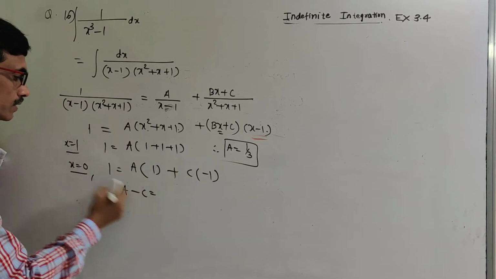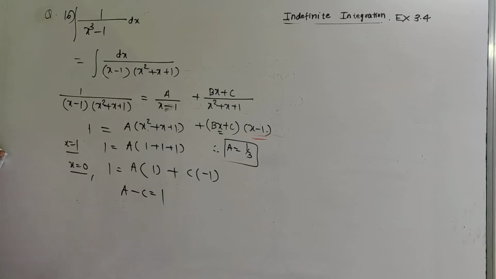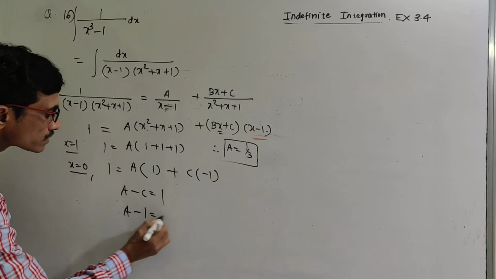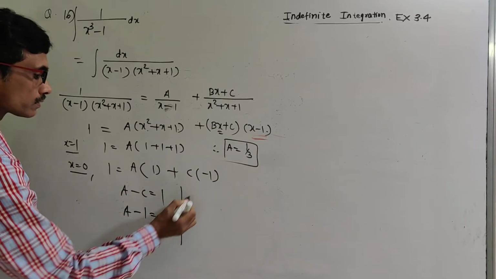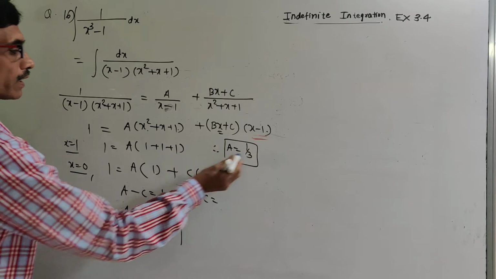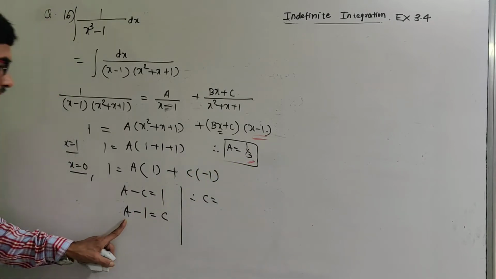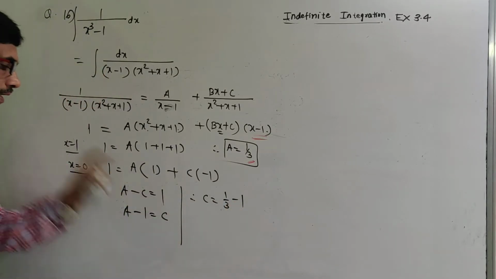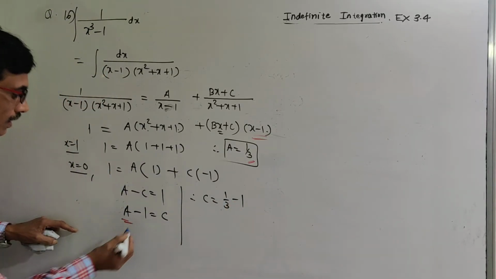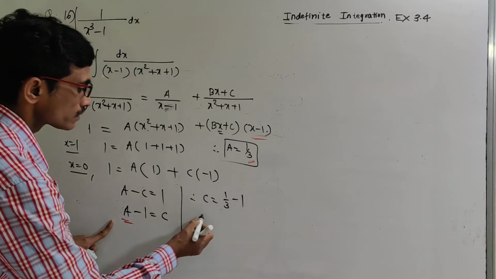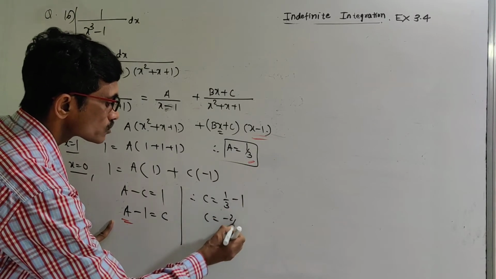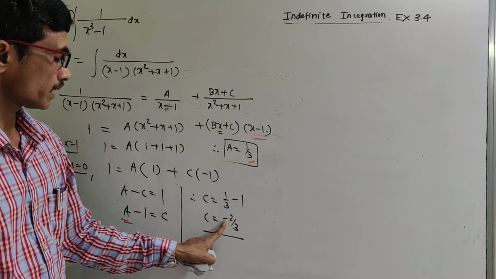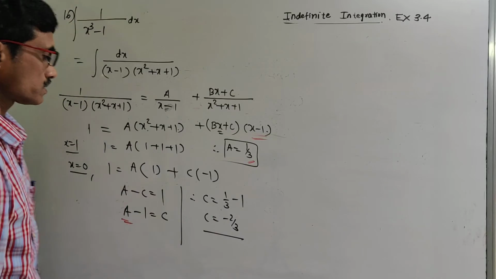A minus c is equal to 1, and as we want to find c, so a minus 1 is equal to c. Therefore c is equal to, substituting a is equal to 1 by 3, so c is equal to 1 by 3 minus 1. Here I have substituted a. So c will be equal to minus 2 by 3.